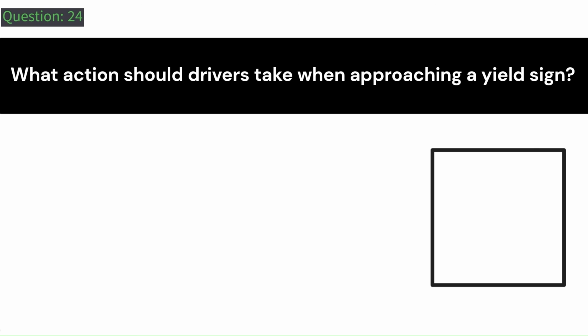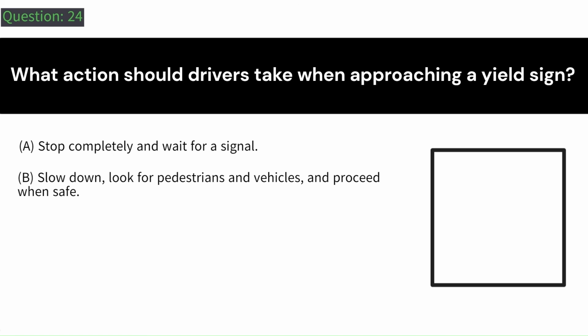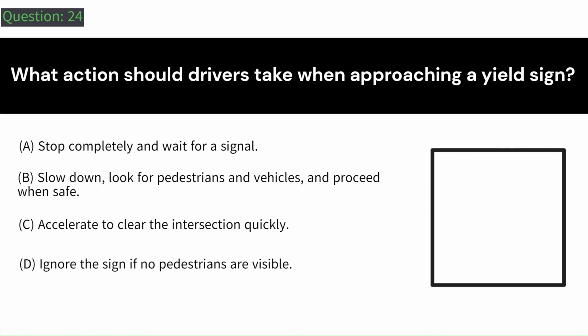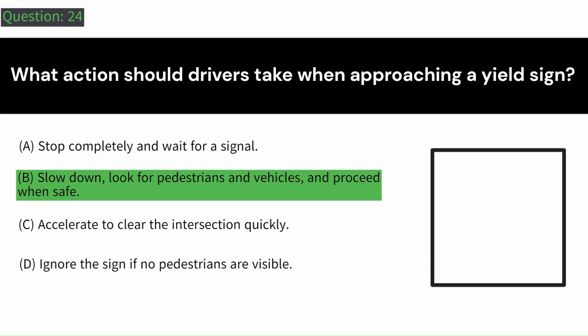What action should drivers take when approaching a yield sign? A. Stop completely and wait for a signal. B. Slow down, look for pedestrians and vehicles, and proceed when safe. C. Accelerate to clear the intersection quickly. D. Ignore the sign if no pedestrians are visible. Answer: B. Slow down, look for pedestrians and vehicles, and proceed when safe.